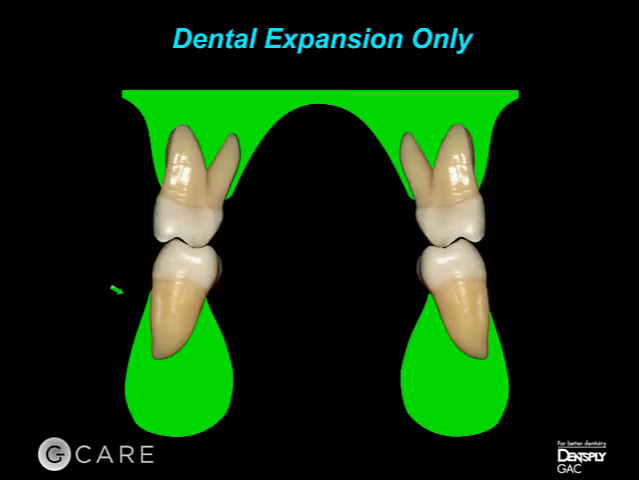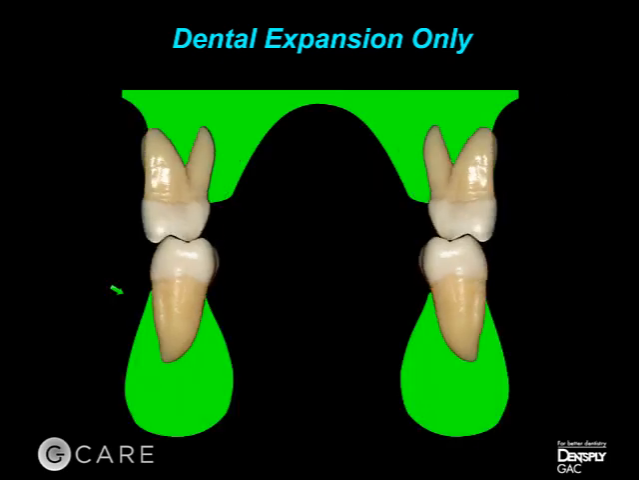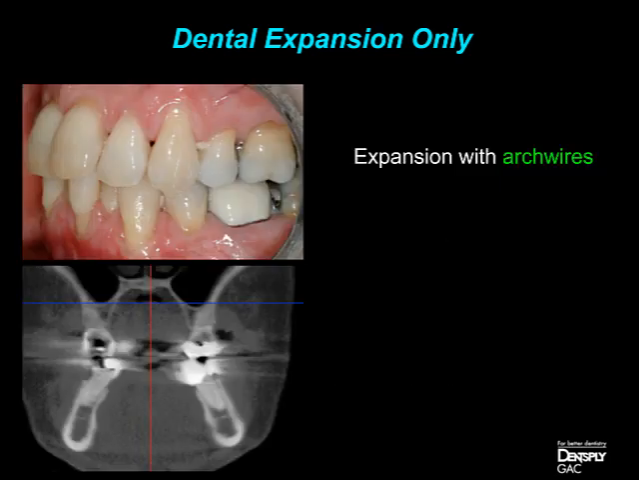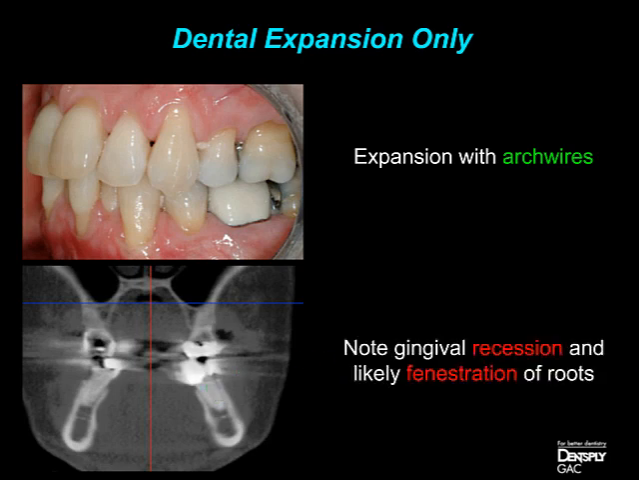Now, in very severe cases, if we try to get a normal relationship, we do have that capability to somehow fenestrate the roots if we truly ignore what's going on and try to get a normal relationship in the presence of a severe discrepancy. So I hope that no one would attempt these kind of cases, but in these certain situations, this is possible, just through expanding with arch wires. And what you can see here on the cross-section is a severe transverse discrepancy. We certainly have the ability to do damage, but like I said, I hope that we are not going to do that as practitioners today.